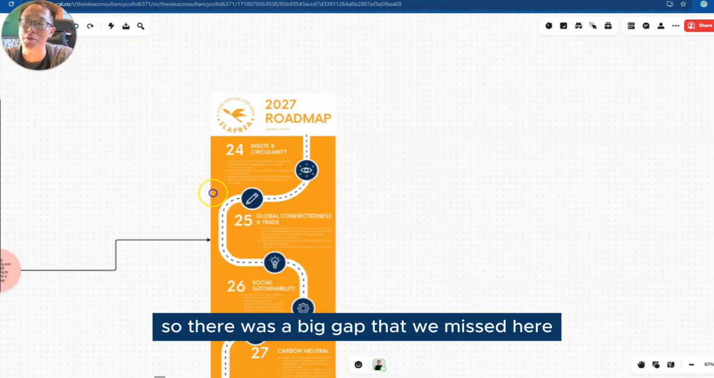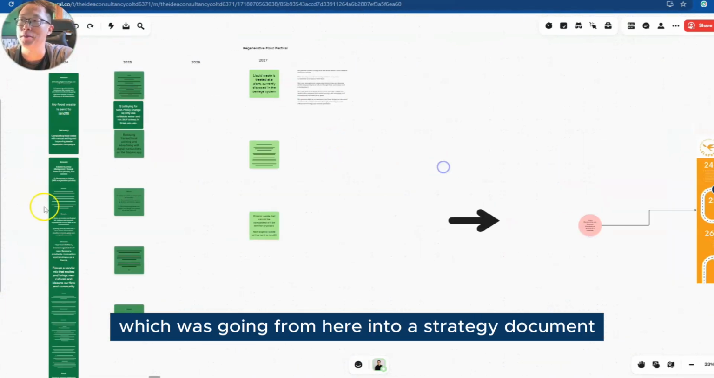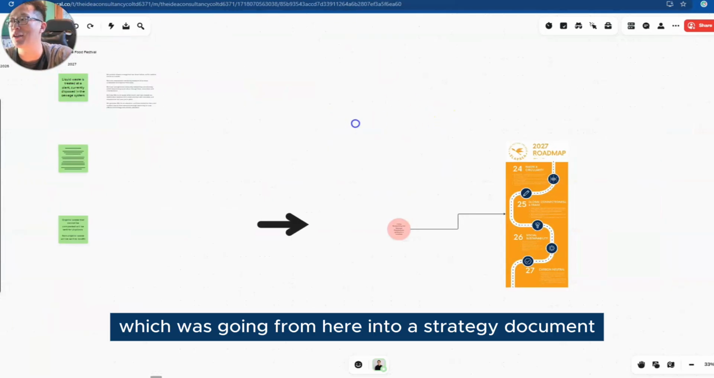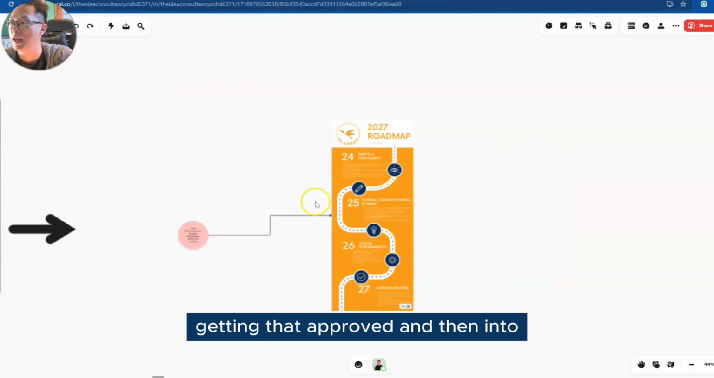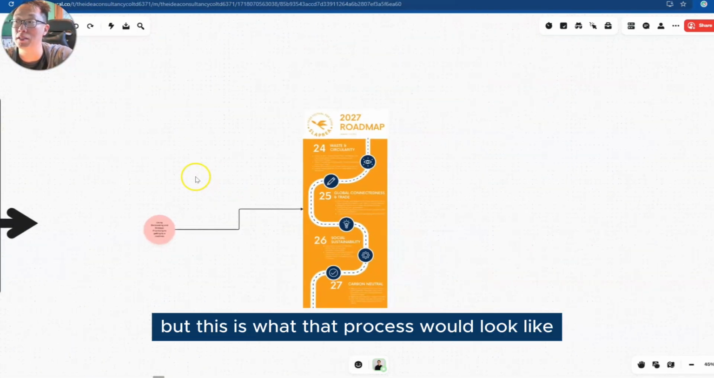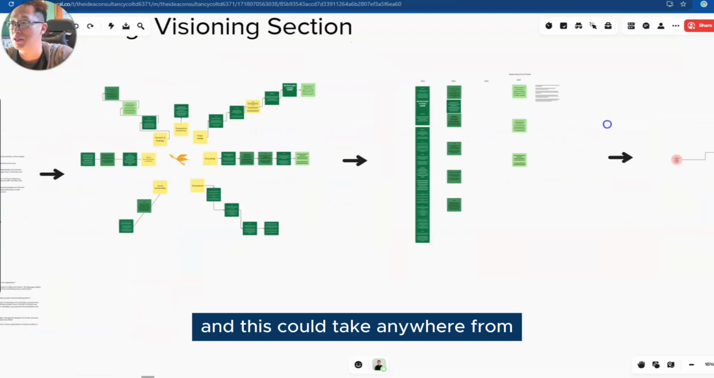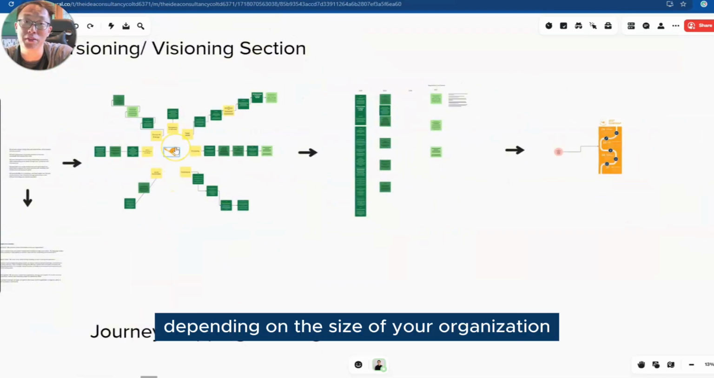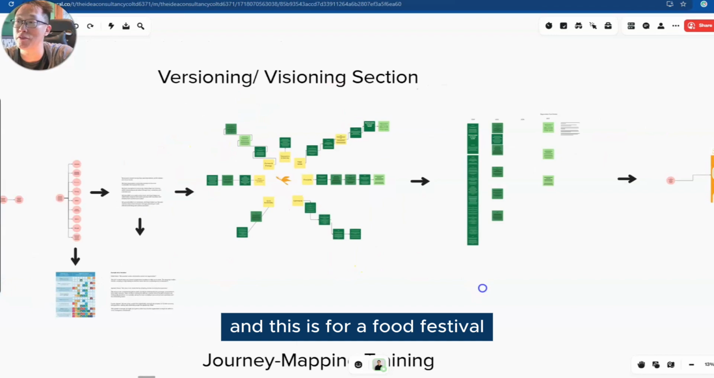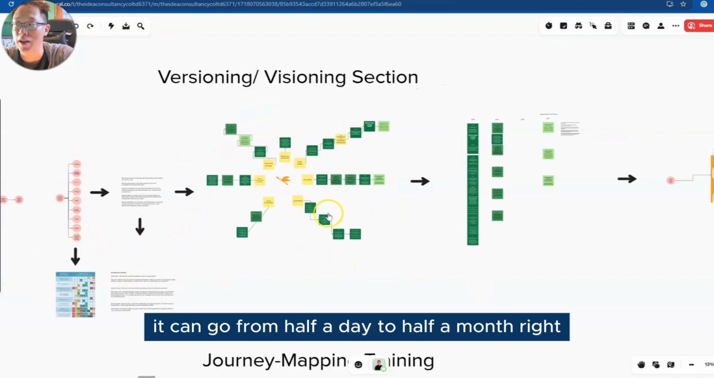So there was a big gap that we missed here, which was going from here into a strategy document, getting that approved, and then into an actual document. But this is what that process would look like. And this could take anywhere from, depending on the size of your organization, and this is for a food festival, half a day to half a month, right?